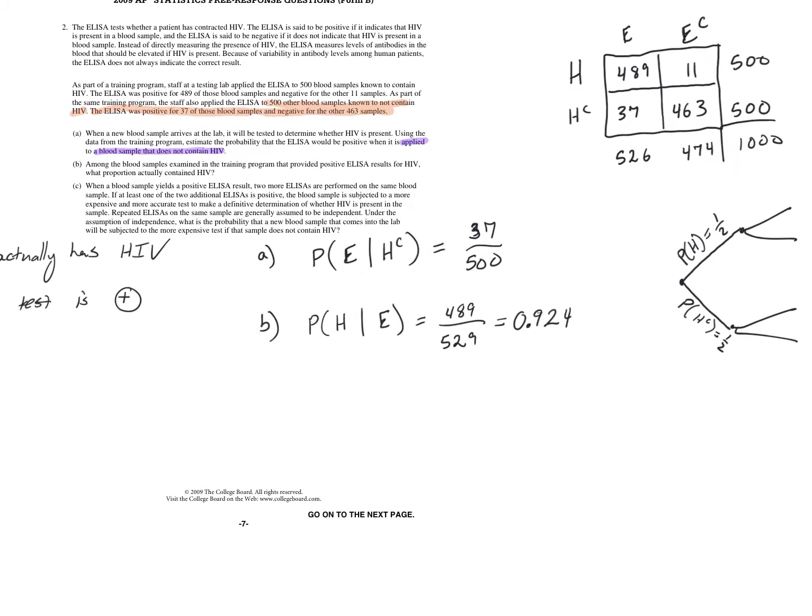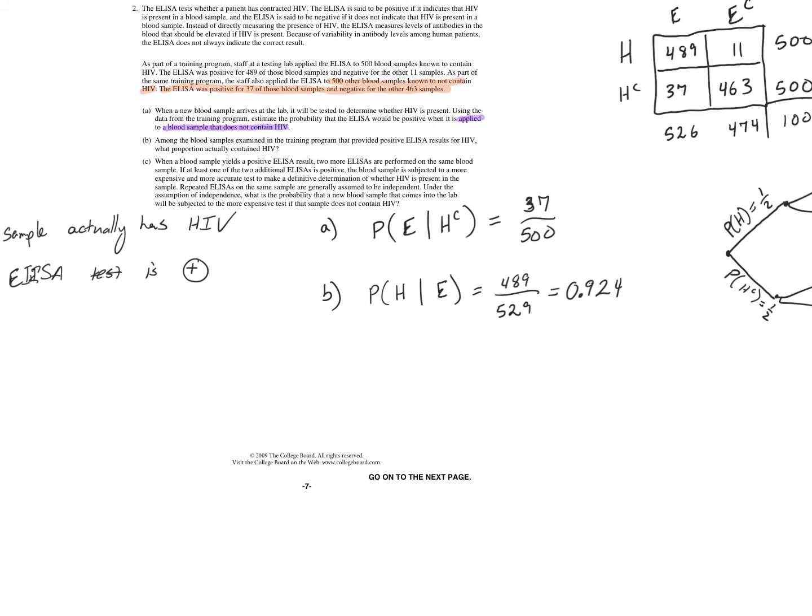We got our answers. So looking to see finally, when a blood sample yields a positive ELISA result, 2 more ELISAs are performed on the same blood sample. If at least one of the 2 additional, so we're talking 3 tests here because it's 2 additional ones beyond the first one, is positive, the blood sample is subjected to a more expensive and more accurate test to make a definite determination of whether HIV is present in the sample. Whew. Repeated ELISAs on the same sample are generally assumed to be independent, completely crucial here.